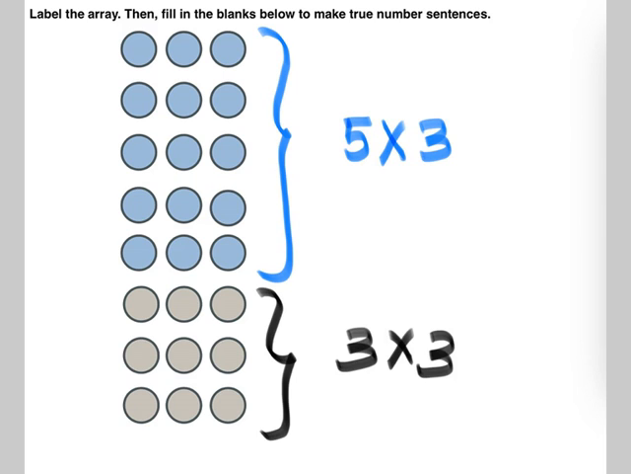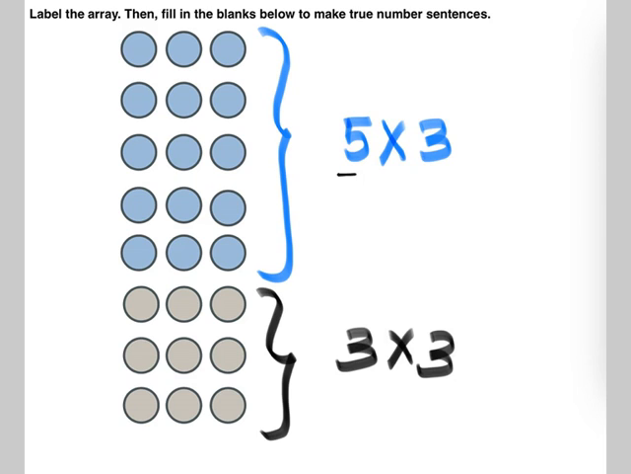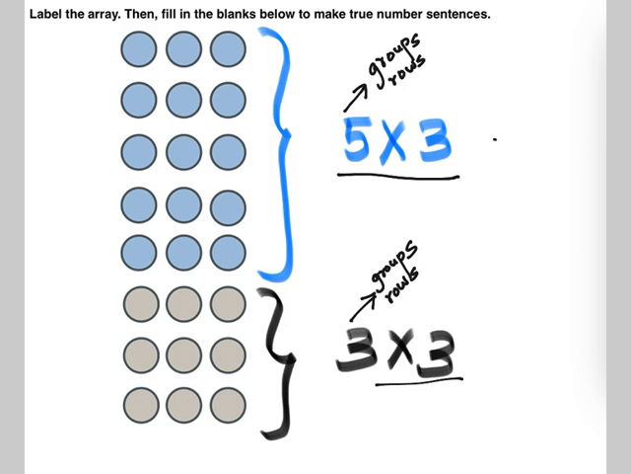Next, let us label the black circles or gray circles, which is 3 times 3. That means 3 groups of 3. This is the first group of 3, second group of 3, and third group of 3. So 5 times 3 represents 5 groups of 3 or 5 rows of 3. So this 5 can be groups, and it is also rows. And this 3 times 3 means 3 groups of 3, or it means it is 3 rows of 3.